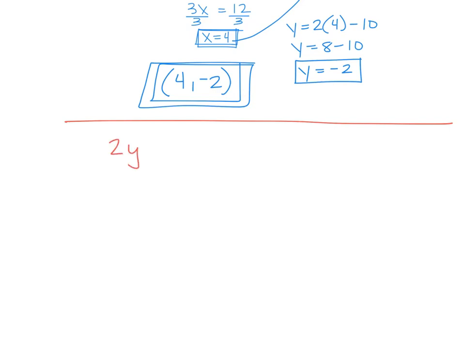All right, here it is. 2y equals x plus 1. Okay, that's our first equation. Second equation is negative 2x minus y equals 7.